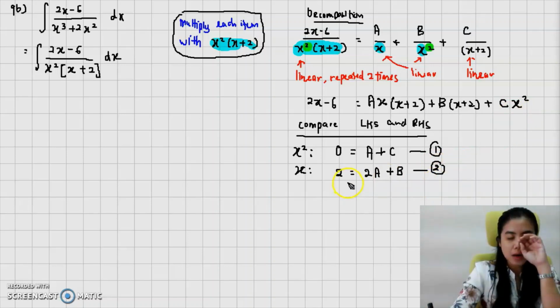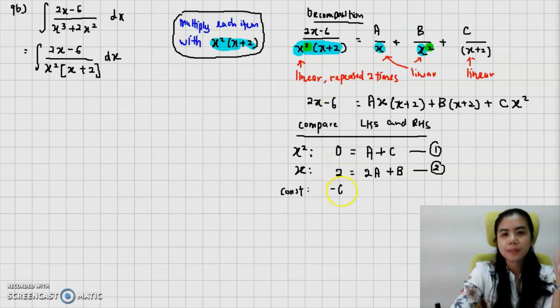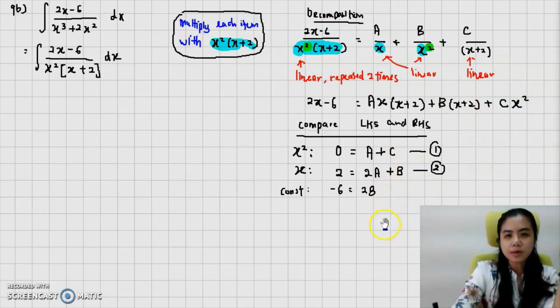Then we're going to look at the constant. For the left hand side, the constant is minus 6. On the right hand side, where is the constant? We have another constant that is 2b, so you expand this and you have 2b. That is the result of comparing.